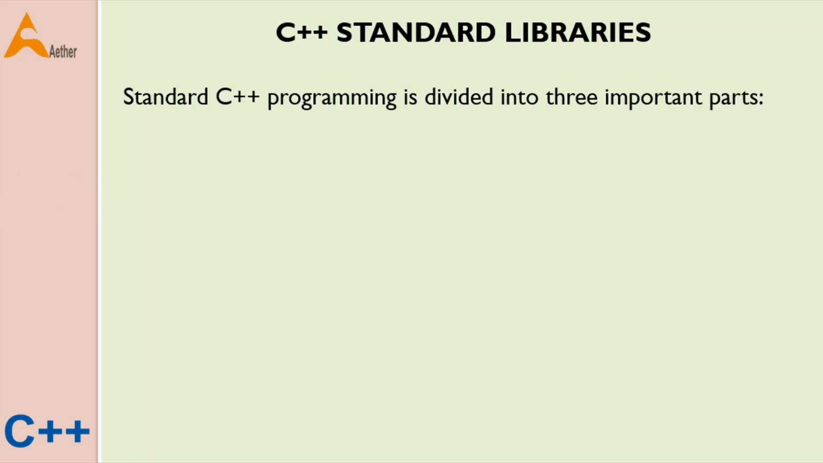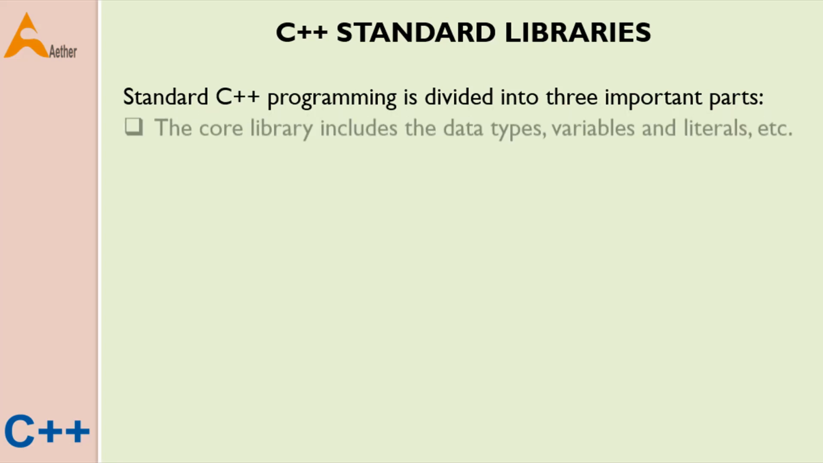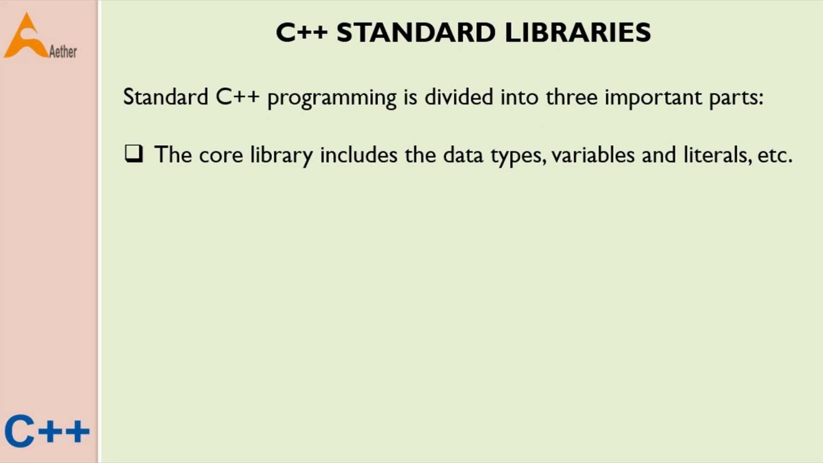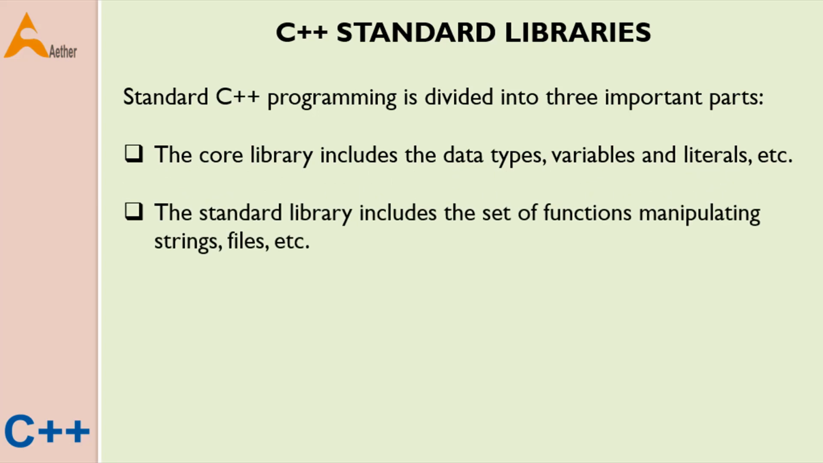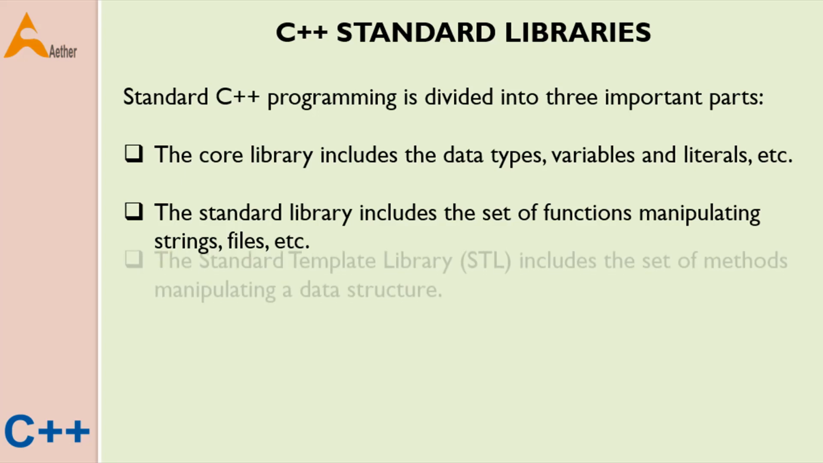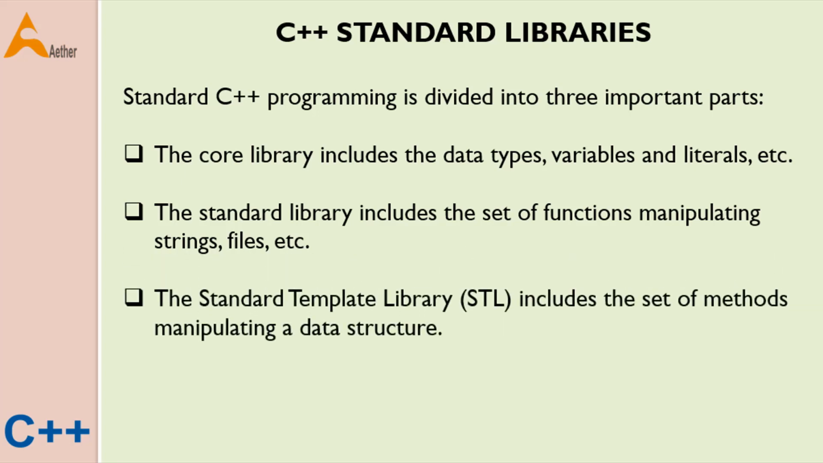Now let's see what are standard libraries in C++. Standard C++ programming is divided into three important parts. The core library includes the data types, variables, and literals, etc. The standard library includes the set of functions manipulating strings, files, etc. and the standard template library, STL, includes the set of methods manipulating a data structure.